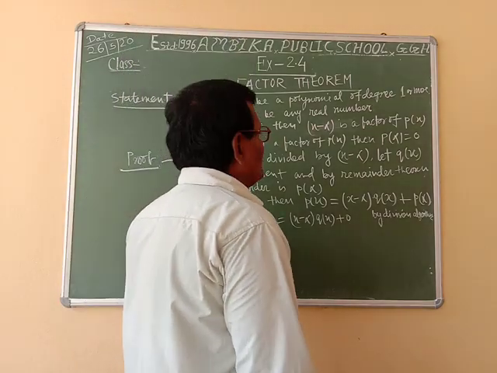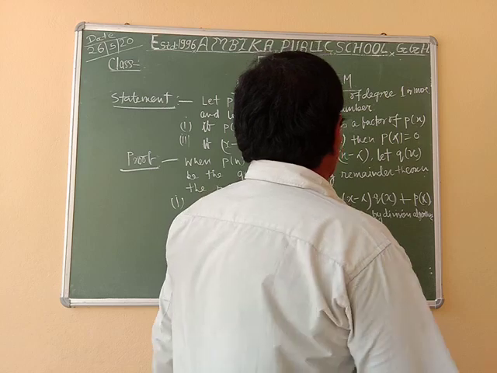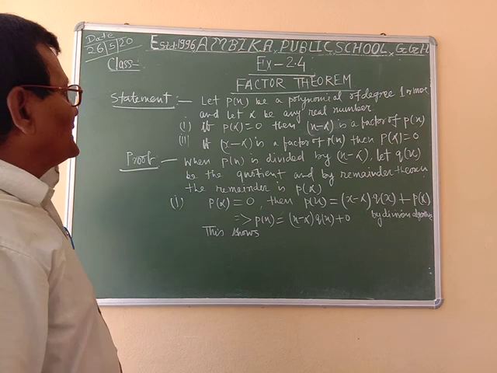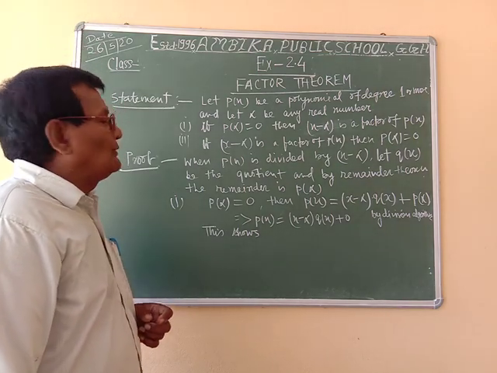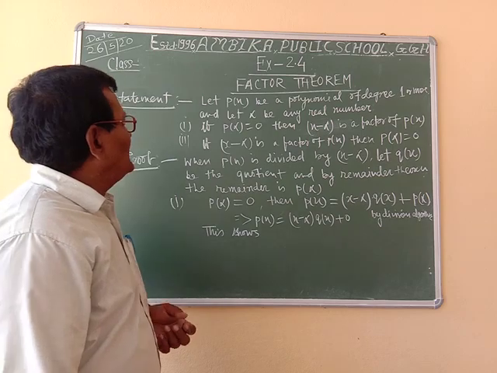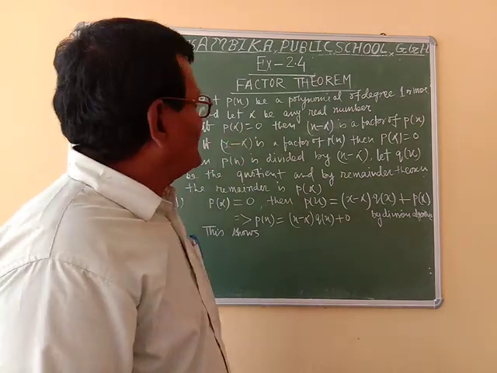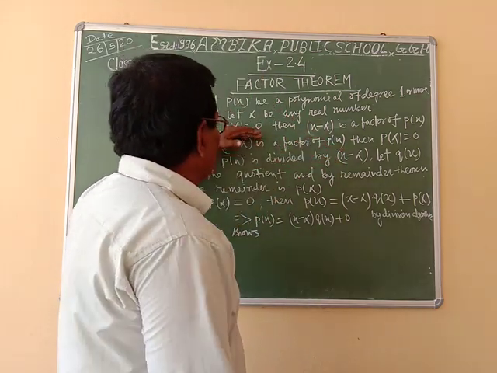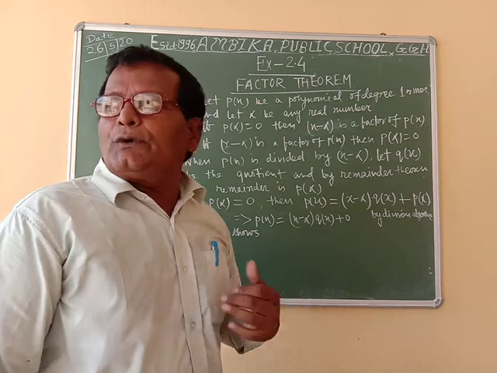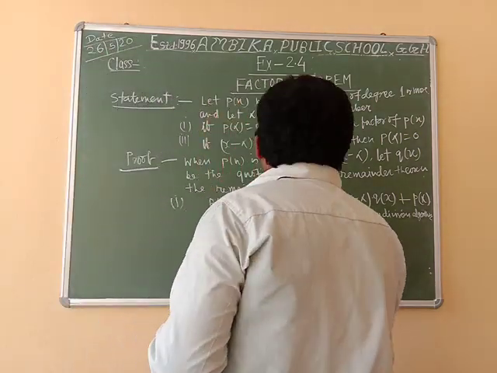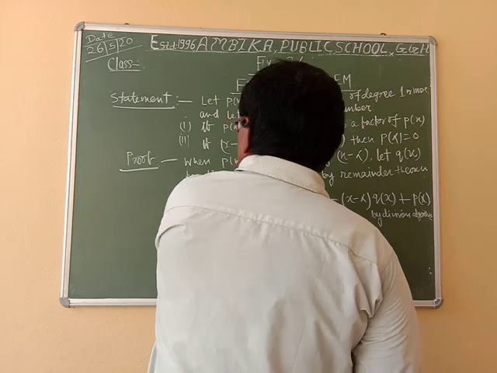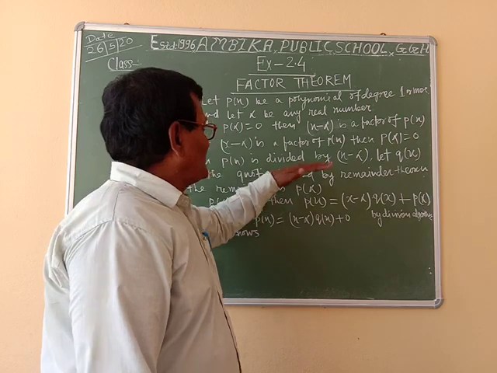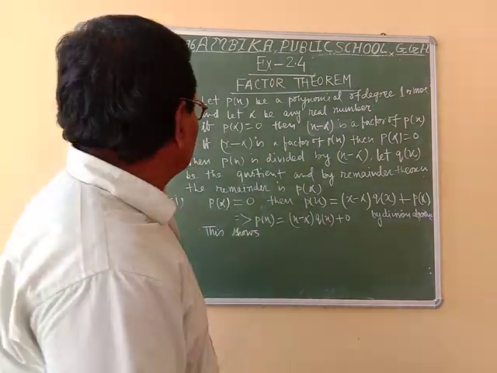Here P alpha = 0, then Px = (x minus alpha) into Qx plus... The theorem states that let Px be a polynomial of degree 1 or more and let alpha be any real number. If P alpha = 0, then x minus alpha is a factor of Px. यदि P alpha 0 है तो x माइनस अल्फा जो होगा वो px का एक गुणनखंड होगा, और यदि x माइनस अल्फा px का एक गुणनखंड है तो p अल्फा बराबर 0 होगा.